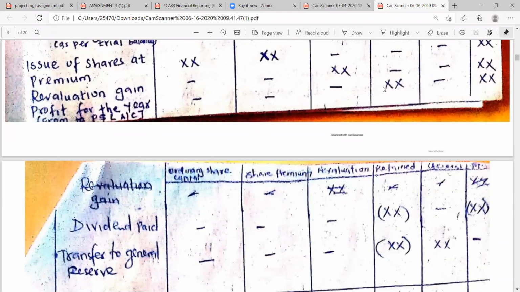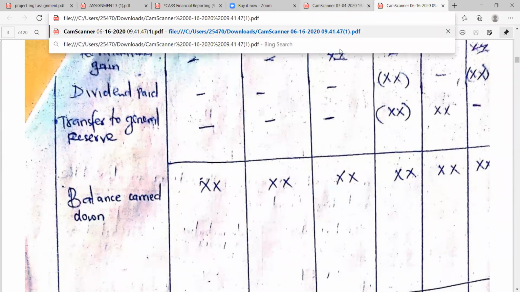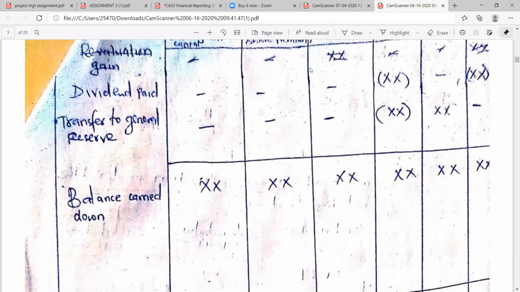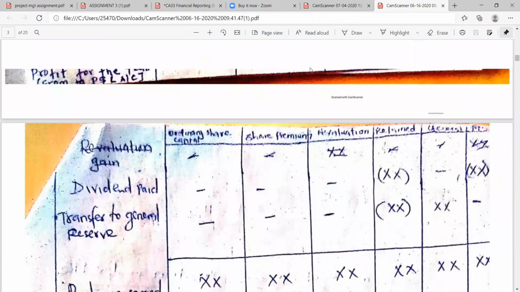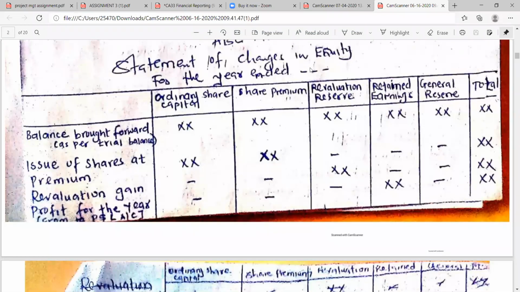So anyway, we continue. If we are done up to the transfer to general reserve, now we can do the statement of changes in equity. You do the statement of changes in equity if you know this format, because everything will be about following this format. And that's all.